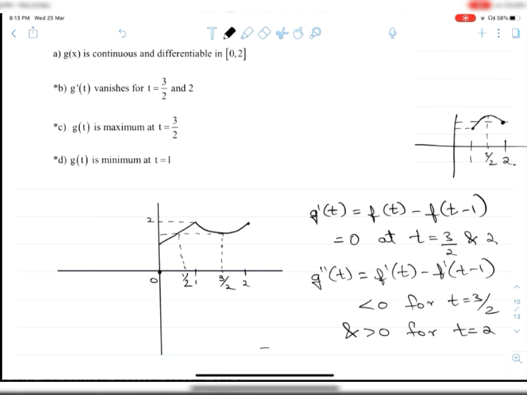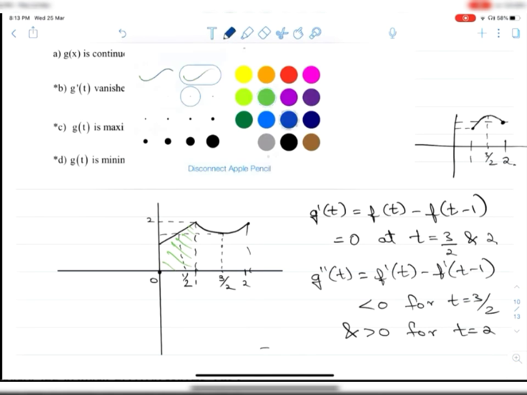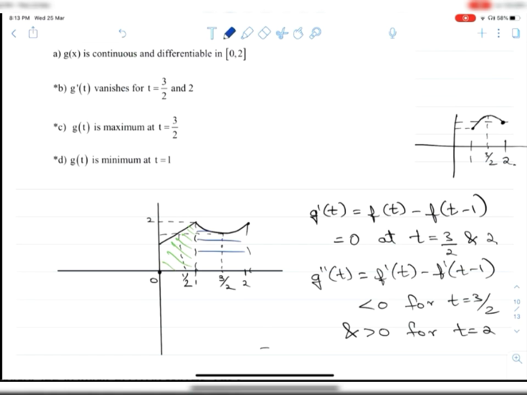You can calculate it separately. What is integral 1 to 2? This area, and integral 0 to 1, this area. Basically, it is comparing this area and this area. So if you calculate it separately, you will find that the absolute minima is attained at 1 also. So g of t is minimum at t equals 1 is also correct.